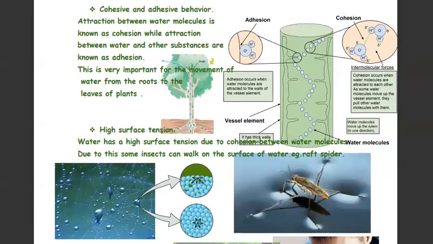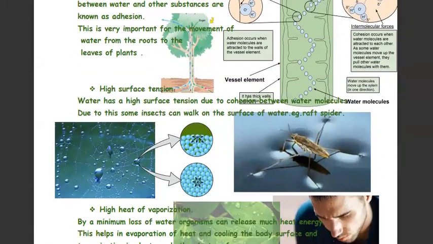High surface tension. Water has a high surface tension due to cohesion between water molecules. Due to this, some insects can walk on the surface of water, e.g. raft spider.